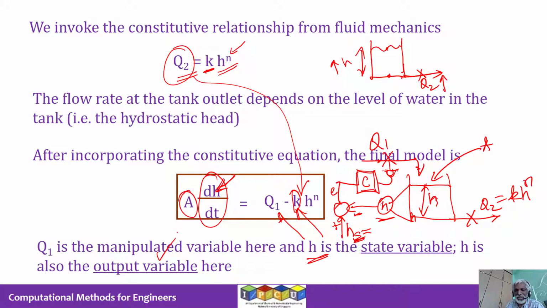And since you measure H using a level sensor, H is also called the output variable here. So these are technicalities. If you are interested, you can bother about it. But otherwise, you can just say, well, the model of the system is A dH by dt is equal to Q1 minus KH to the power of n. And we are done with that.